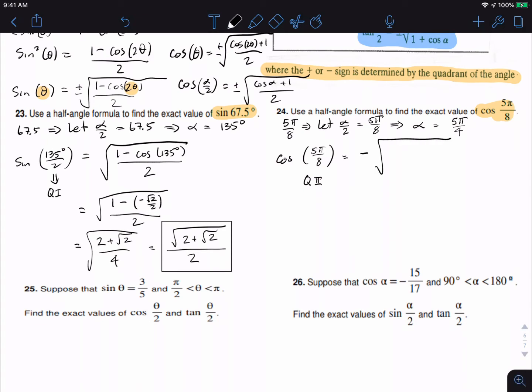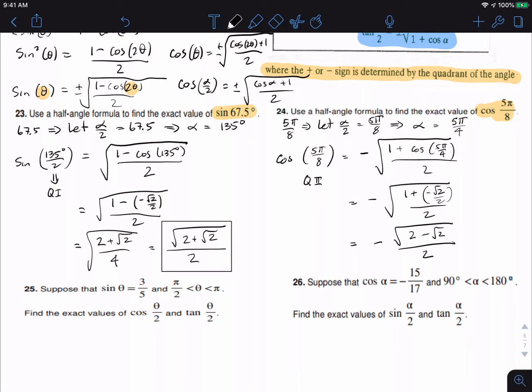And we're going to get square root of 1 plus cosine of 5 pi over 4 divided by 2. And so we're going to get a negative square root of 1 plus cosine of 5 pi over 4 is a negative radical 2 over 2 over 2. And so we see that this is going to be a negative radical 2 minus radical 2 all over 2.